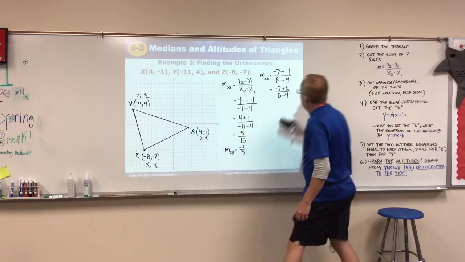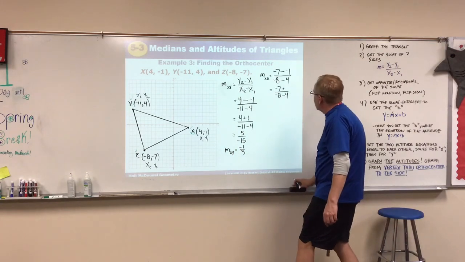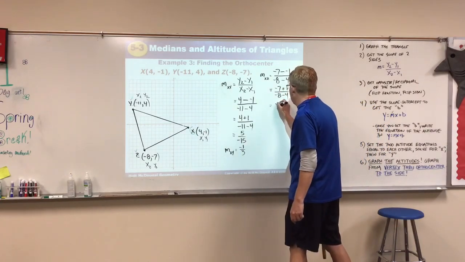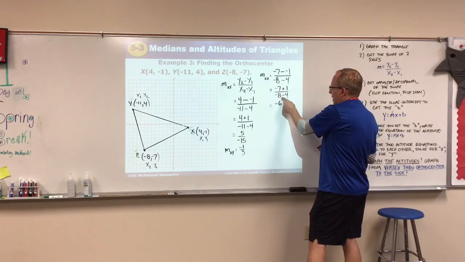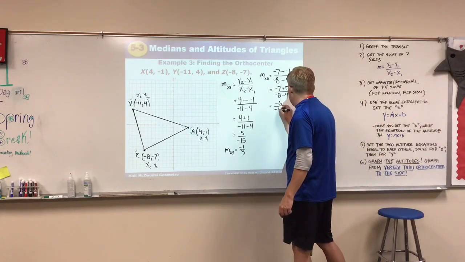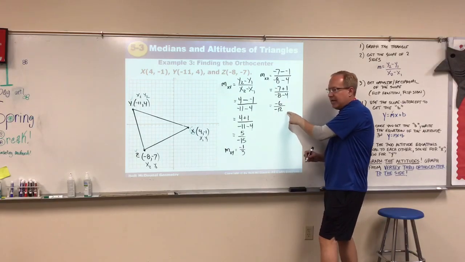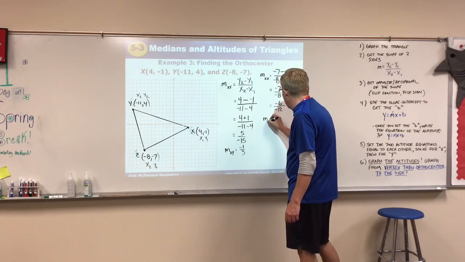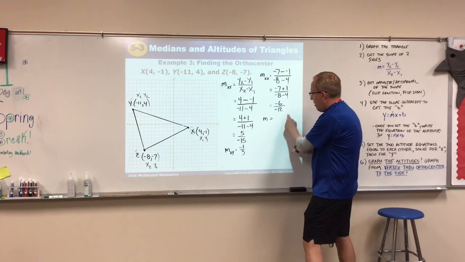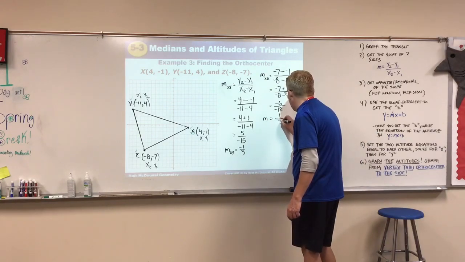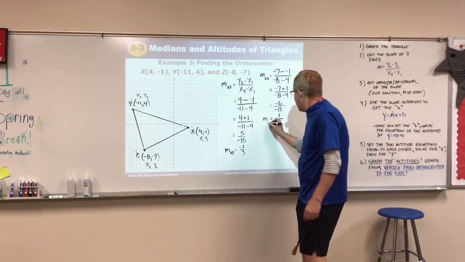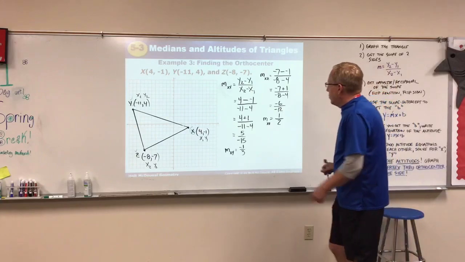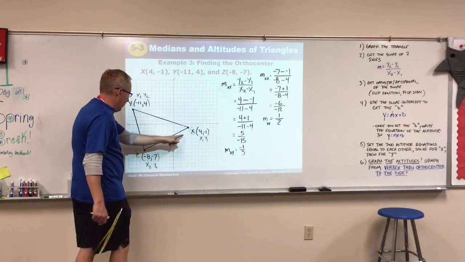Sorry, that is negative 7 plus 1. Negative 7 plus 1 is equal to negative 6. Then negative 8 minus 4 is equal to negative 12. Negative 6 divided by negative 12, a negative divided by a negative is a positive. And 6 over 12 simplified is 1/2. So the slope of xz is 1/2. So there is the slope of this line and the slope of this line.